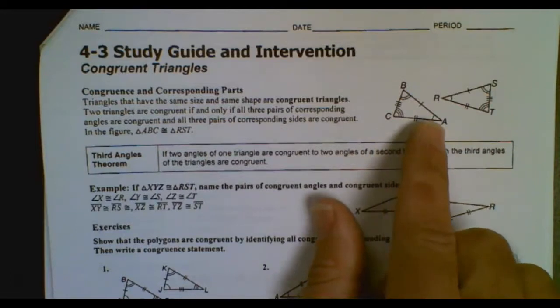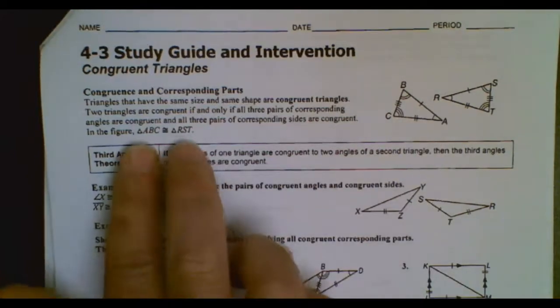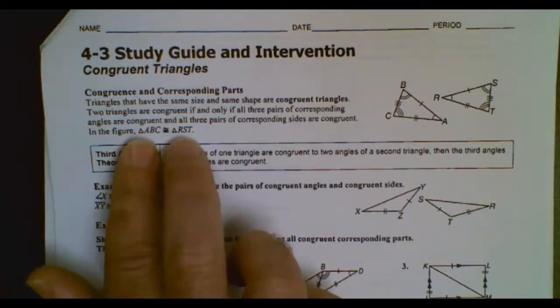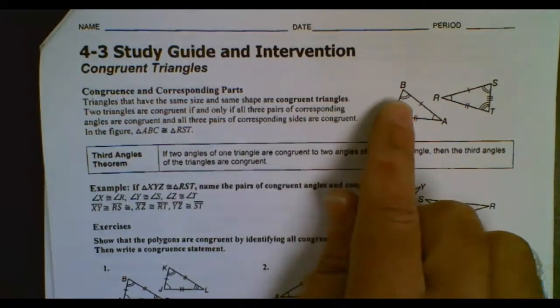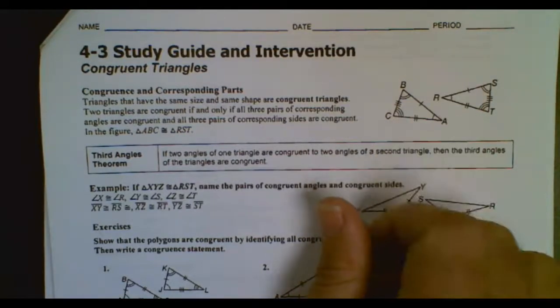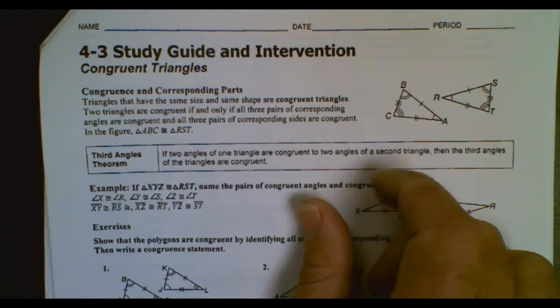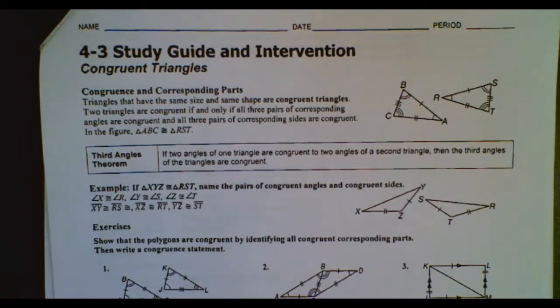You see the single mark here for A matches up with the single mark for R, and that's because those are the first 2 letters mentioned. The middle 2, B and S: you'll notice that B has the double mark and S has the double mark, so I know those 2 angles are congruent to each other. And then of course you have the third angle, C and T. Those have the 3 arcs. So I'm seeing which angles are congruent to which angles on the other triangle. Those are the angles.